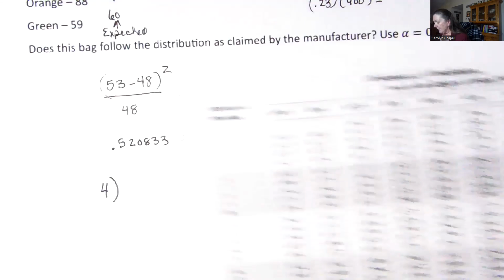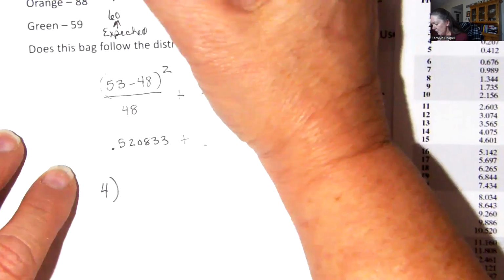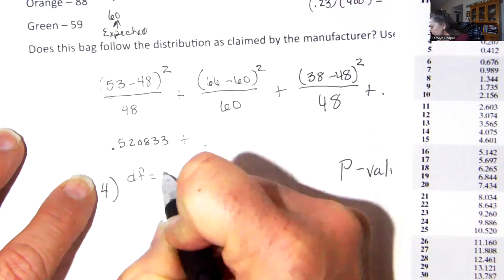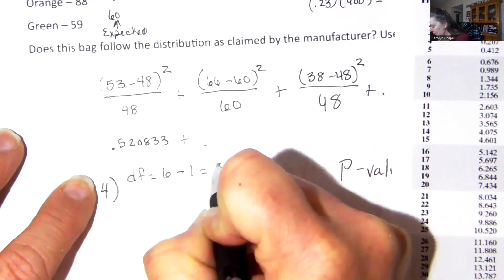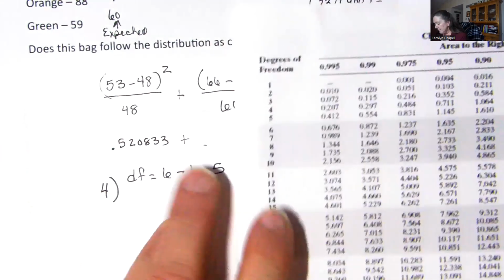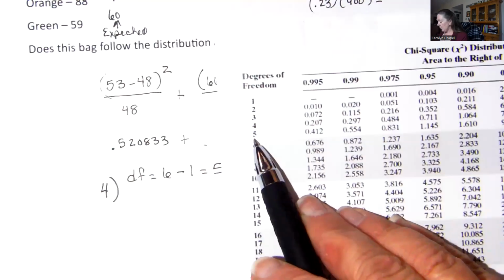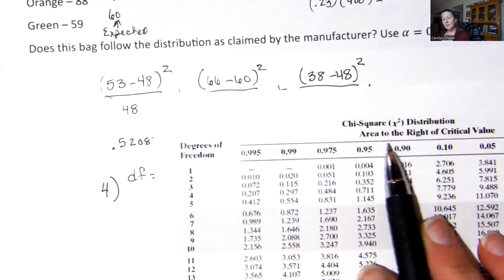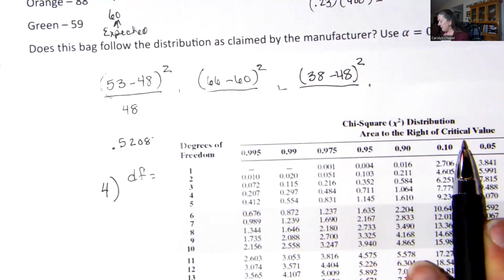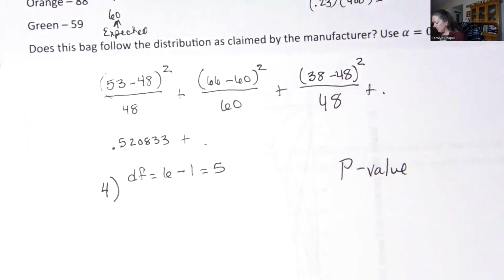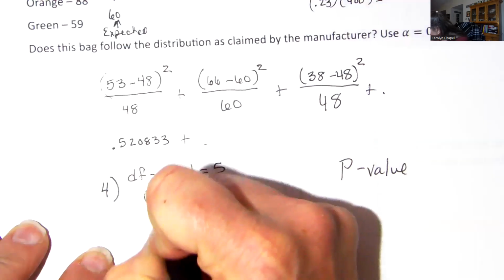Okay, so we have 1, 2, 3, 4, 5, 6 different categories. So our degrees of freedom is 6 minus 1, or 5. So we had 6 categories, the 6 colors, so our degrees of freedom is 5. Also, we're always doing a right tail test. So this gives me the area in the right. So that means I'm going to be looking for that 0.05. And here is that 11.070.